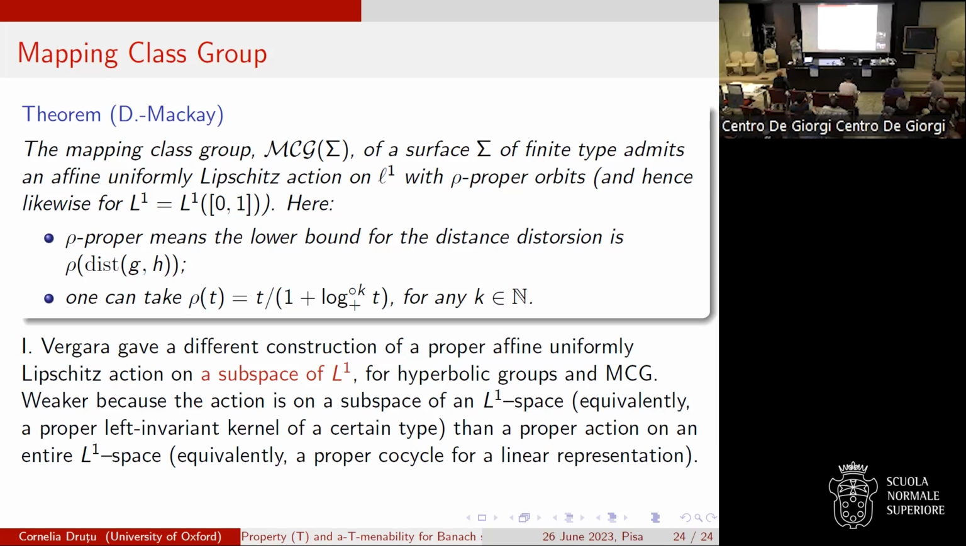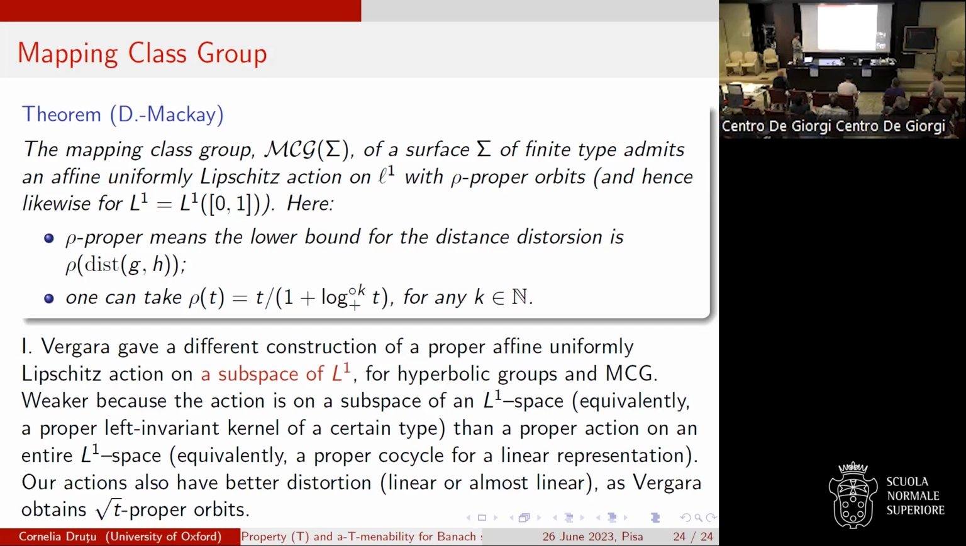His technique essentially is constructing a left invariant kernel of a certain type, while the construction we're giving essentially means constructing a cocycle, which is a proper cocycle, which is harder. And the distortion we have is also better because it's either linear for hyperbolic groups or almost linear for the mapping class groups. Vergara's distortion is a square root of t. And that is where I'm going to stop. Sorry for annoying you with so many uniformly convex Banach spaces. I hope I did convince you, though, that they are to be considered for property T and a-T-menability.